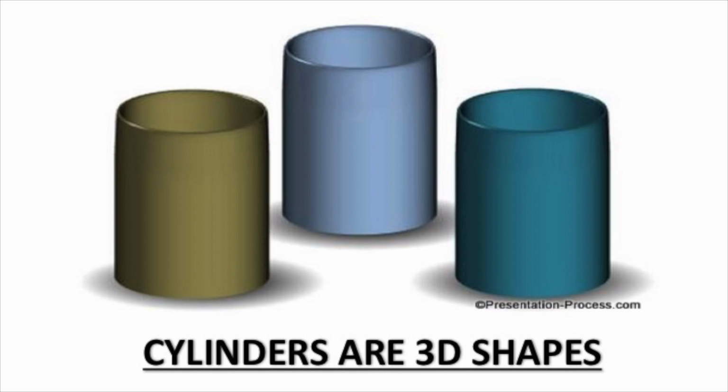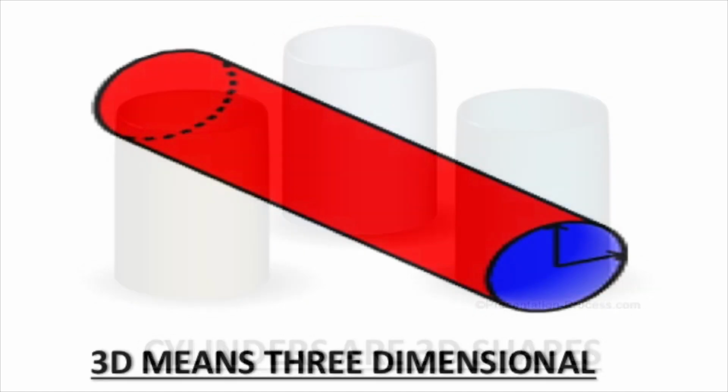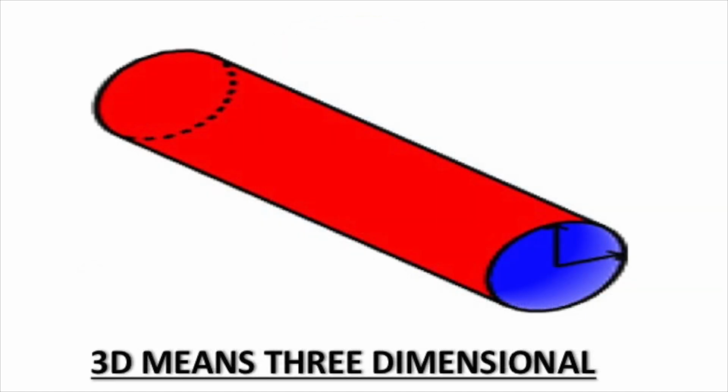So cylinders are 3D shapes. 3D means three-dimensional.